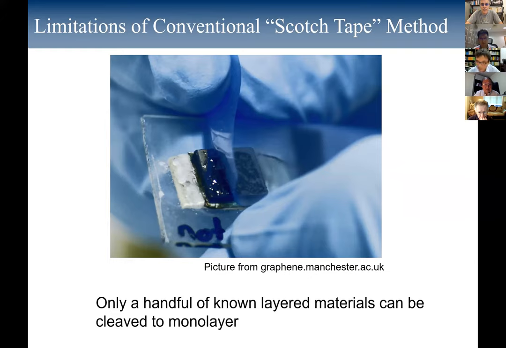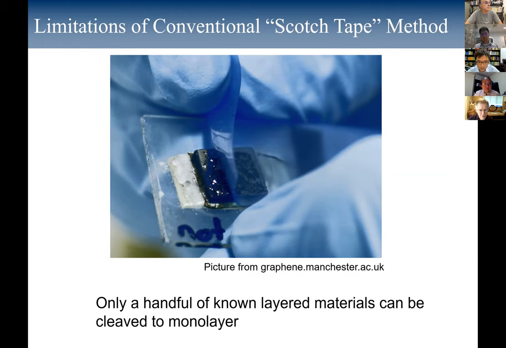Did I mention that all the layered materials can be peeled with scotch tape? Well, that's not exactly true. If you look around, there's only a handful of known layered materials that can be thinned down to a monolayer with scotch tape. So the vast opportunity provided by thousands of two-dimensional layered materials can be realized only when we can find a better way to exfoliate these materials. This, in my opinion, is a bottleneck for the whole field. We've been using scotch tape for the past 16 years. There's got to be a better way to peel the crystals.